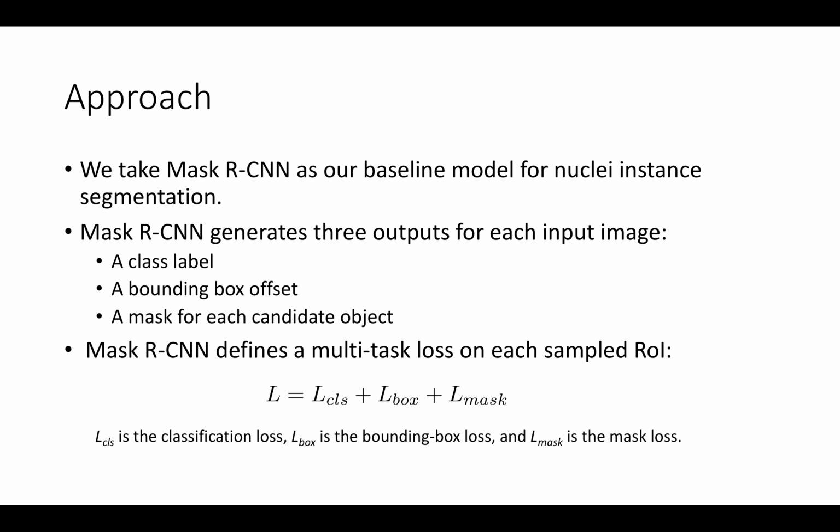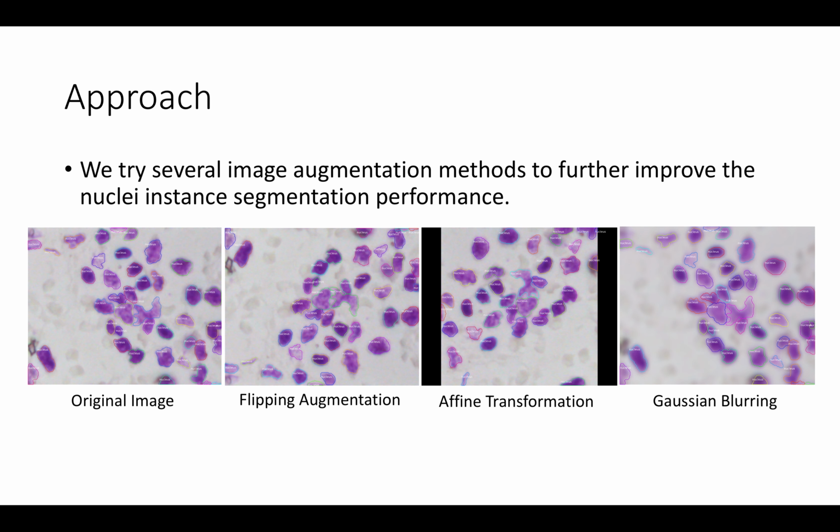Mask RCNN defines a multitask loss on each sampled region of interest. It's composed of 3 parts. First is the classification loss of the bounding box. Second is the bounding box loss of the offset regression. And last is the mask loss. The detected mask will serve as our boundaries for the detected nuclei in the images.